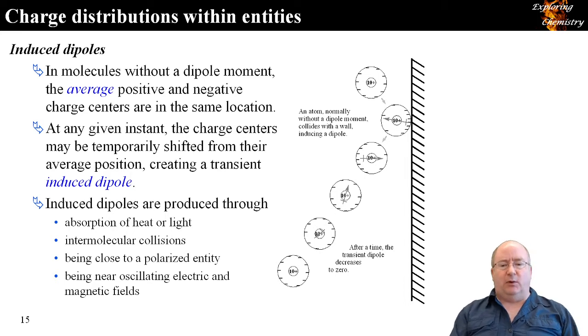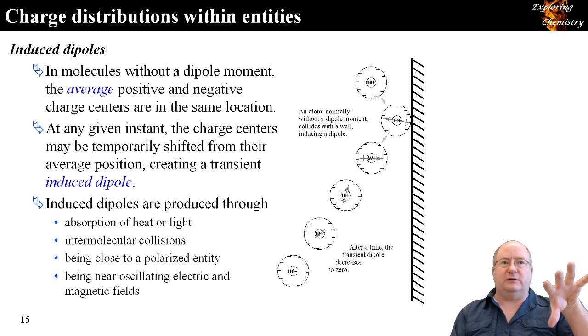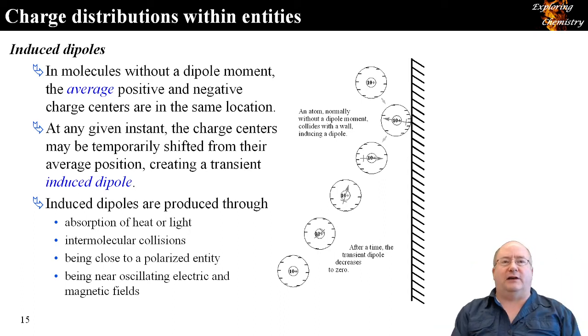We can induce dipoles through any number of processes. When you absorb heat or light, it causes electrons to move around, and you get an induced dipole. Intermolecular collisions, or collisions with the container wall, as presented on the right-hand side, cause the electron cloud to distort. Being close to a polarized entity: if you have something that has a charge, an ion or something with a dipole moment, just by being close to it will draw the electrons over or repel the electrons away, and so that gives you an induced dipole. And the same thing happens with electric or magnetic fields, which cause the electron clouds to resonate and distort, causing induced dipoles.